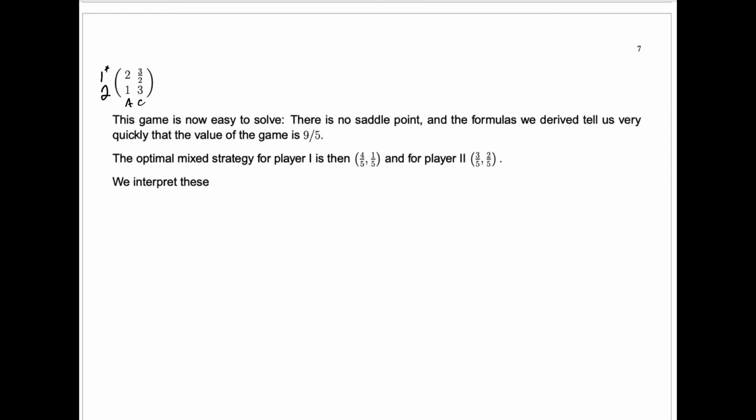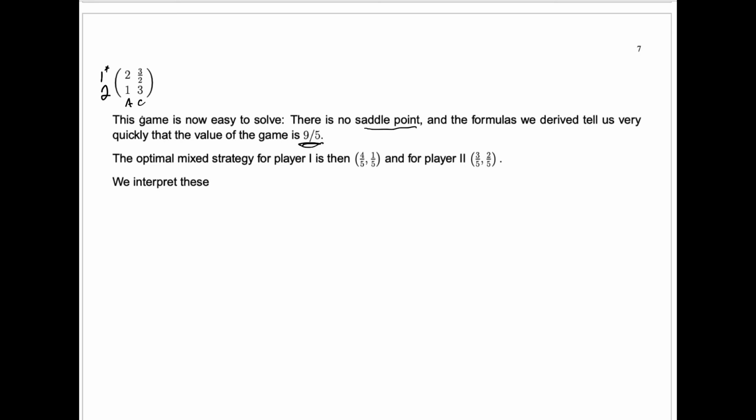Now this game is easy to solve. It's a 2x2 game. We've done that several times already. There's no saddle points, so equalizing strategies work, and we have formulas for those, so I'll just tell you the end result. We can use the formula for the value of the game, which says it's going to be the determinant, which is 2 times 3 minus 3/2. That's 6 minus 3/2, which is 9/2, and divide that by 2 minus 3/2 plus 3 minus 1, which is 5/2, and 9/2 divided by 5/2 is exactly 9/5.